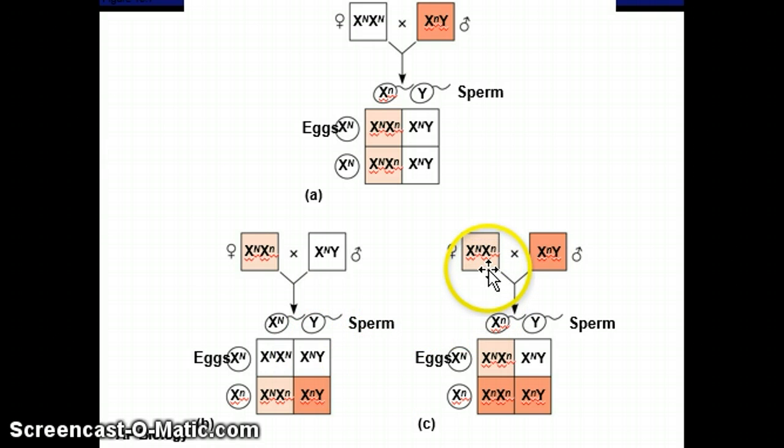And if we cross the heterozygous female with a male that actually has that trait, then we're going to end up with half of the offspring having that possibility. So both a male and a female offspring will actually display that condition now. The other female will be a carrier, and the male will be the only one without the trait at all.